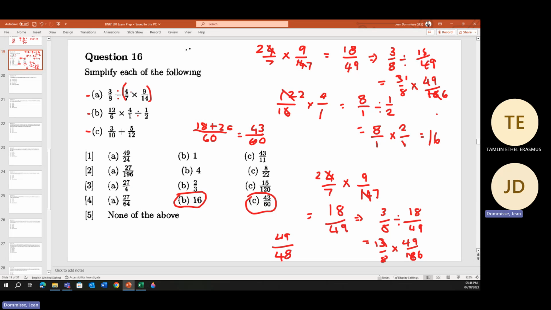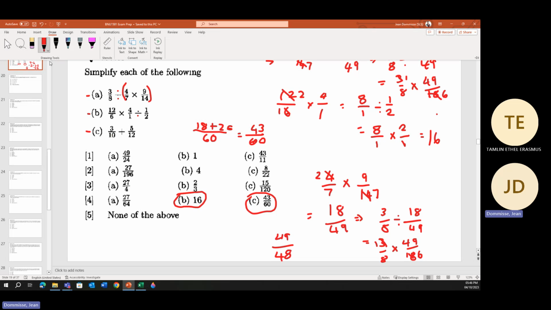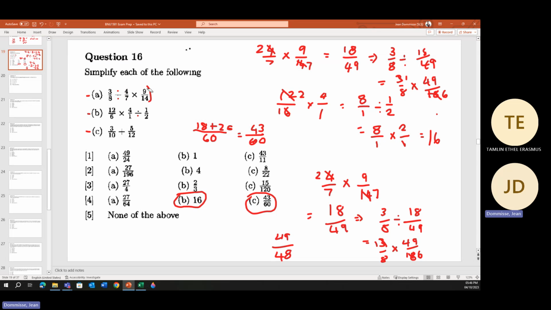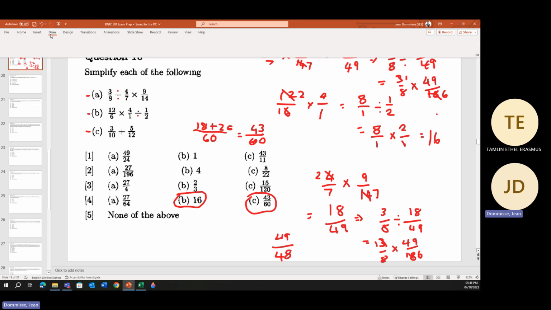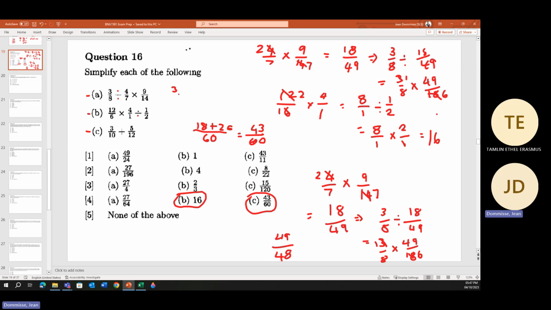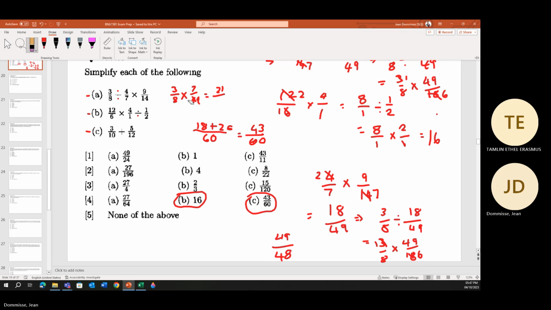Okay, let me just test something else. So if it was like that, and we said we do that one first, so 3/8 times 7/4, because we're doing that component first, it would have been, sorry, 21/32.